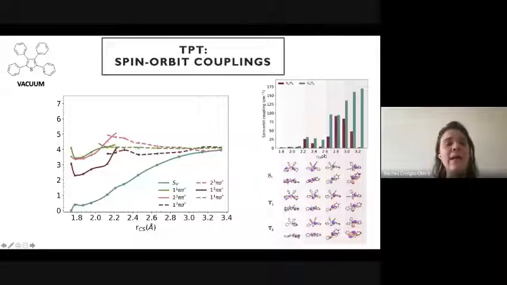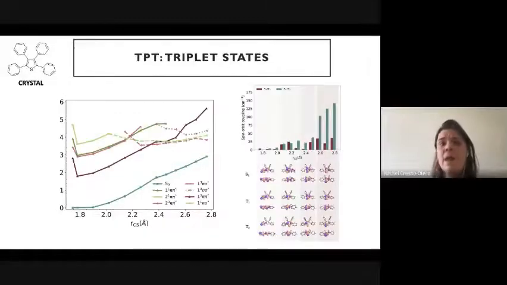If we do a more detailed analysis of the energies and how they change with the distance between the carbon and the sulfur, and we look at the spin-orbit couplings, you can see that along this reaction coordinate there is a change in the nature of the excitations, and you significantly increase the spin-orbit couplings when you increase the distance between the carbon and the sulfur. So that essentially supports the idea that you may have some intersystem crossing here as one of the non-radiative decay mechanisms. And if we take a look at this in the crystal, even when the spin-orbit couplings are a little bit smaller, there is still this possibility.